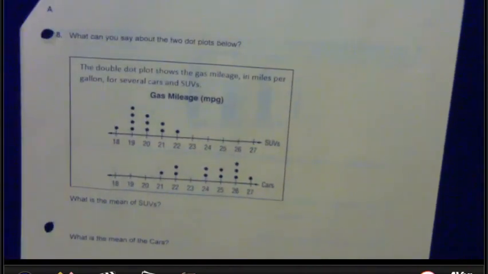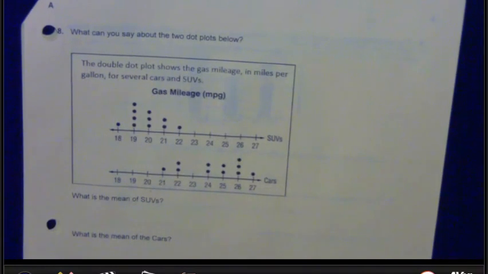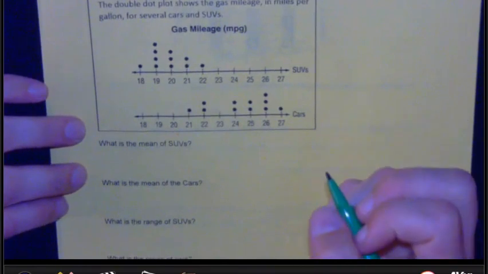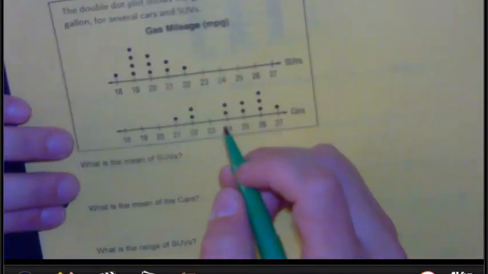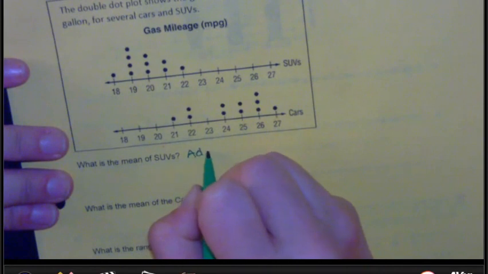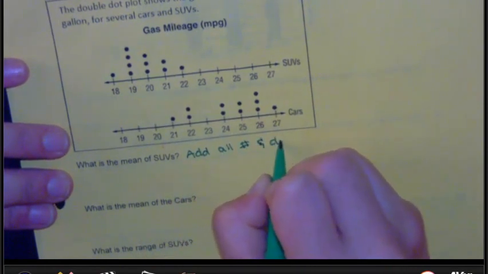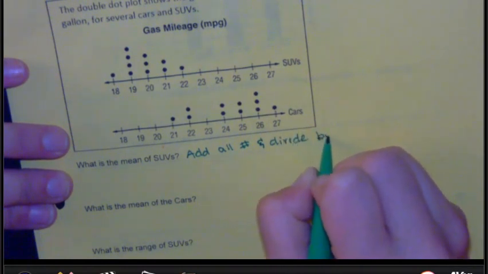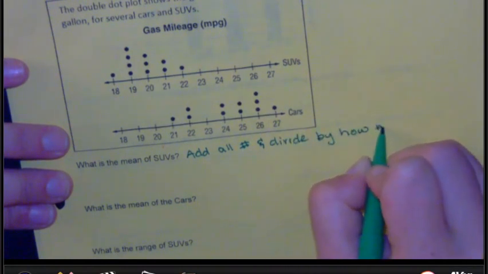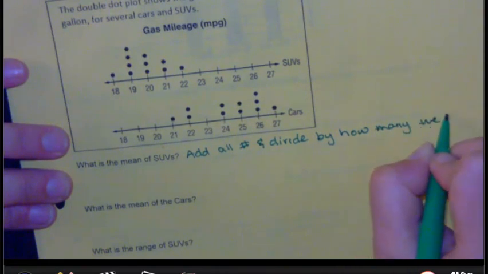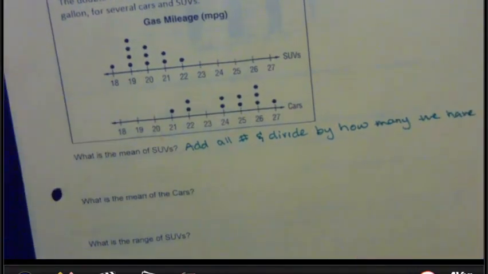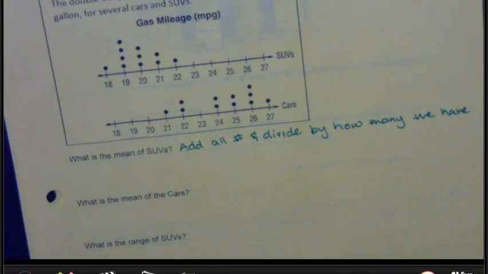All right, number 8. So what can you say about the 2 dot plots below? All right. So it's asking us for the mean of our SUVs. So to find the mean, what we need to do is add all numbers and divide by how many we have. That's how you find the mean: we're going to add up all of our numbers and divide by how many we have.